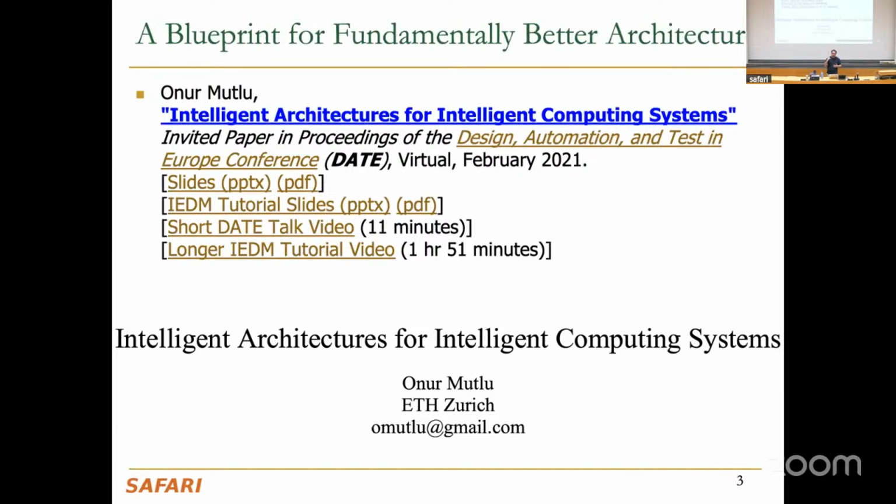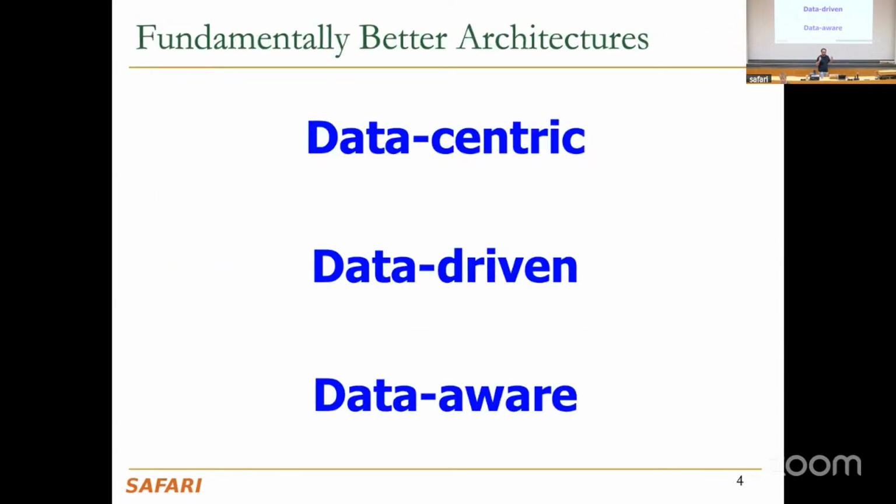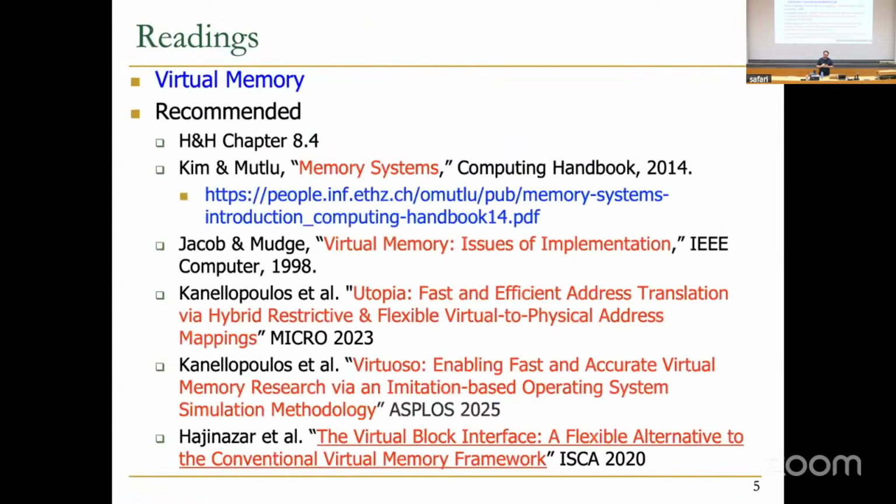I would encourage you to read this blueprint written by Onur on intelligent architectures for intelligent computing systems, where Onur tries to give an understanding of how we should design fundamentally better architectures at whose core they should be data-centric, data-driven, and data-aware. And as I will explain today, being data-centric, data-driven, and data-aware requires a very strong virtual memory subsystem so that we can support these functionalities.